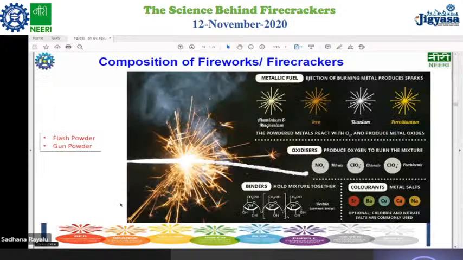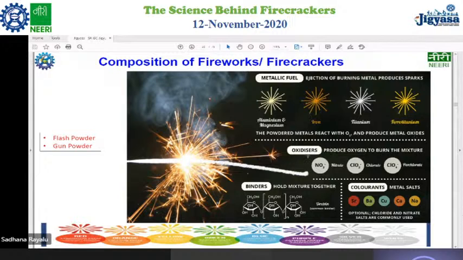So coming back to the composition of firecrackers, I have discussed flash powder with you all. I have discussed the gunpowder with you all. And then in this picture, you can see that the fuel which we are talking about is the aluminum or the magnesium, titanium or ferrotitanium. Now, these metals react with the oxygen, which I was talking about, which comes from the oxidizers, and they produce the metal oxides.